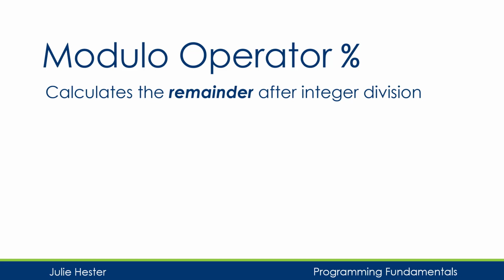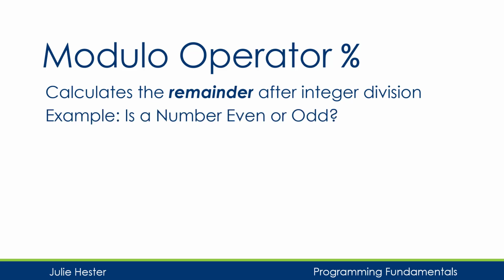So, here's a case where I'm using integer division and I want to know what is the remainder that's getting dropped. And I can use this for a lot of different purposes. For example, I can figure out if a number is even or odd. So, how do I do that? Well, if you think back to when you learned about even and odd numbers, the way you figure out if a number is even or odd is dividing it by 2. And then, do you have a remainder or not?